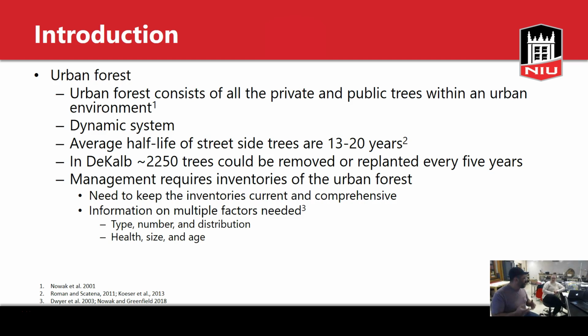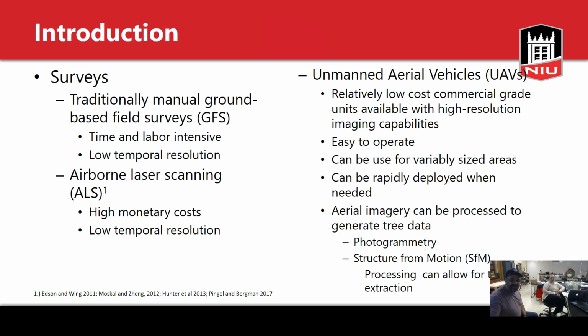But to manage them, you need to have very good inventories of this tree database. So these need to be current, they need to be comprehensive, and there's multiple types of factors that are generally needed. Usually the type, number, and distribution of the trees with their health, size, and age. This is traditionally done through surveys.